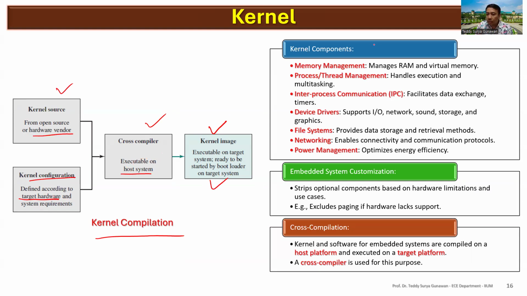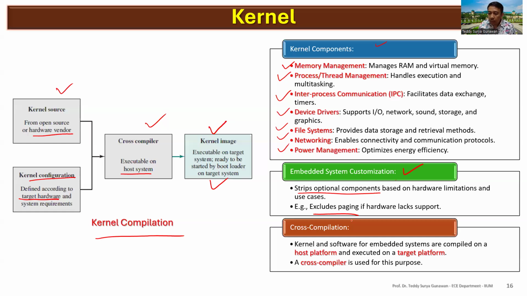So the kernel components contain memory management, process and thread management, inter-process communication, device drivers, file system, networking, and power management. So you can also choose the modules from here. You can select only the required modules that you compile together. As I mentioned earlier, you can do the customization. You can strip optional components based on hardware limitation and use case. For example, remember that paging and segmentation need to be supported by the processor. If the processor does not support it, then we can exclude paging and segmentation.